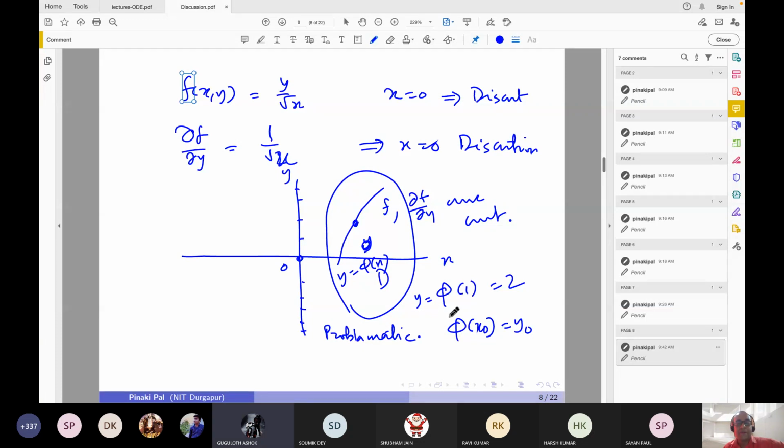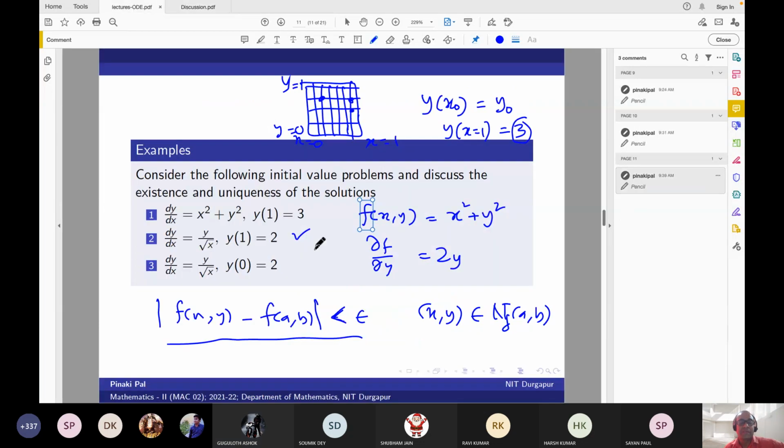Sir, for such questions, does the problem show the conditions? Yes, the theorem. Sir, in the question itself, is it given that y of 1 is equal to 2, or do we have to find it? It will be given. No, it will be given.